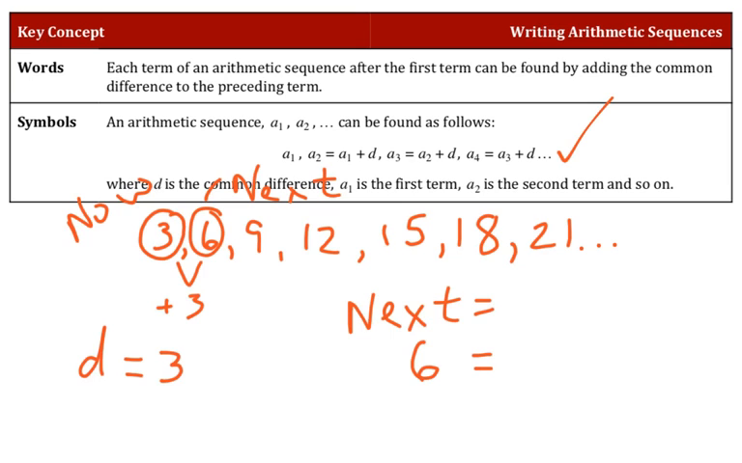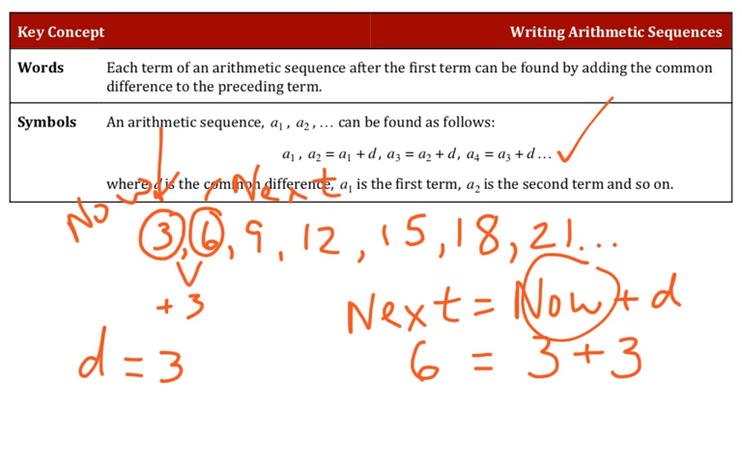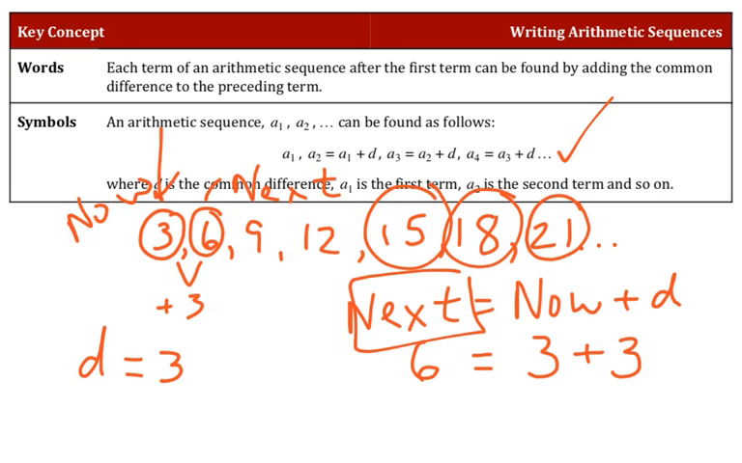I can take the now term of 3 and just tag on the difference. So if I wanted to get the next term, all I would have to do is take what I have now and add on 3. So if I wanted to get 21, I could take 18 and add 3. If I wanted to get 18, I could take 15 and add 3. So if I want to get the future term, I can take what I currently have and add 3.